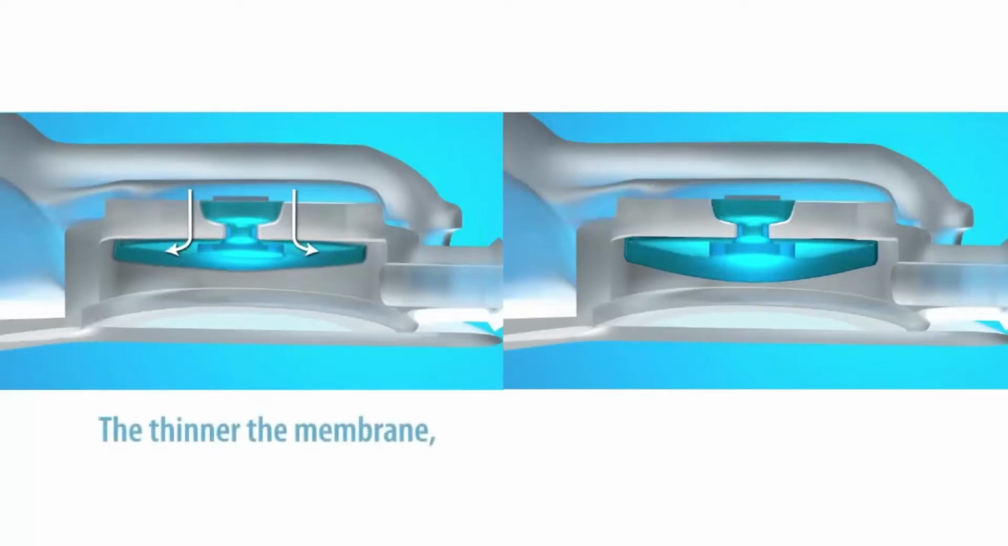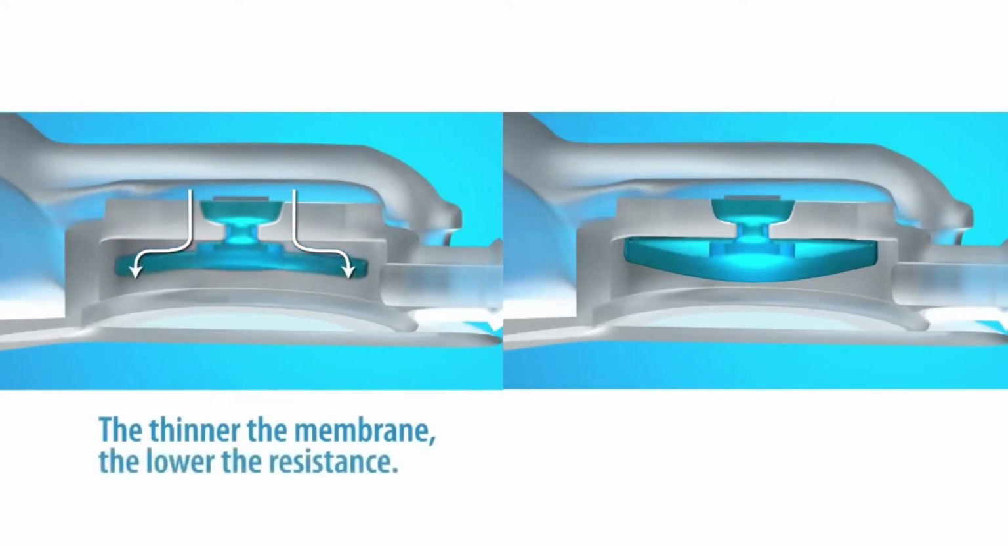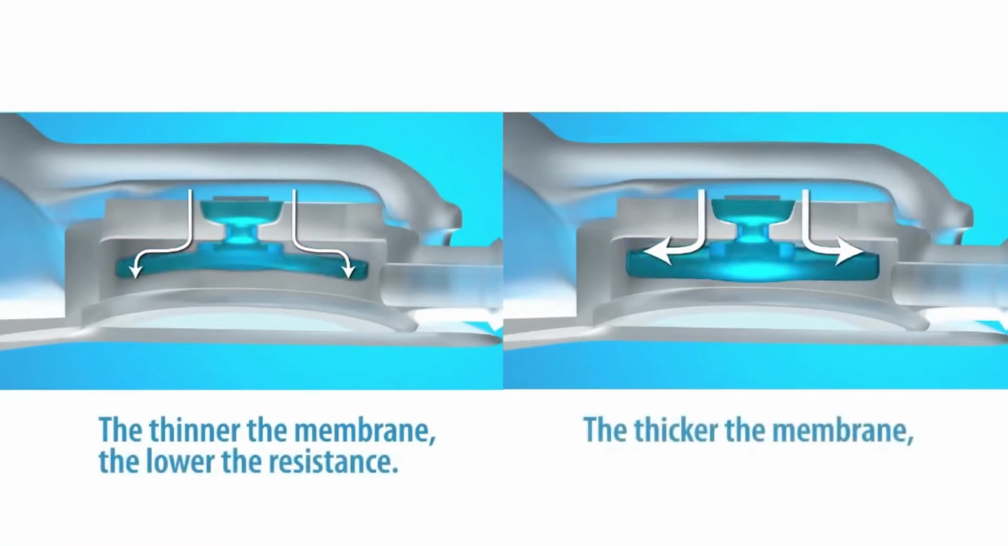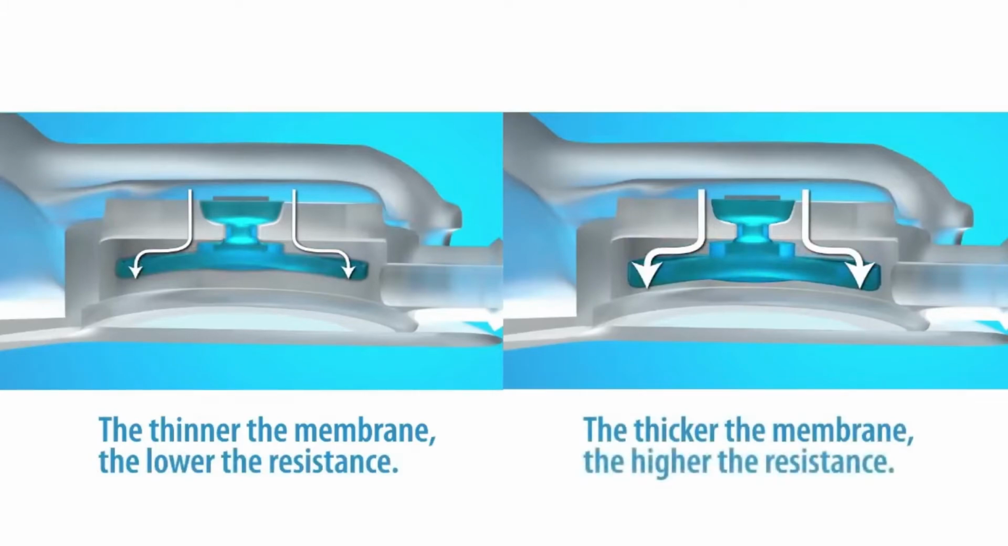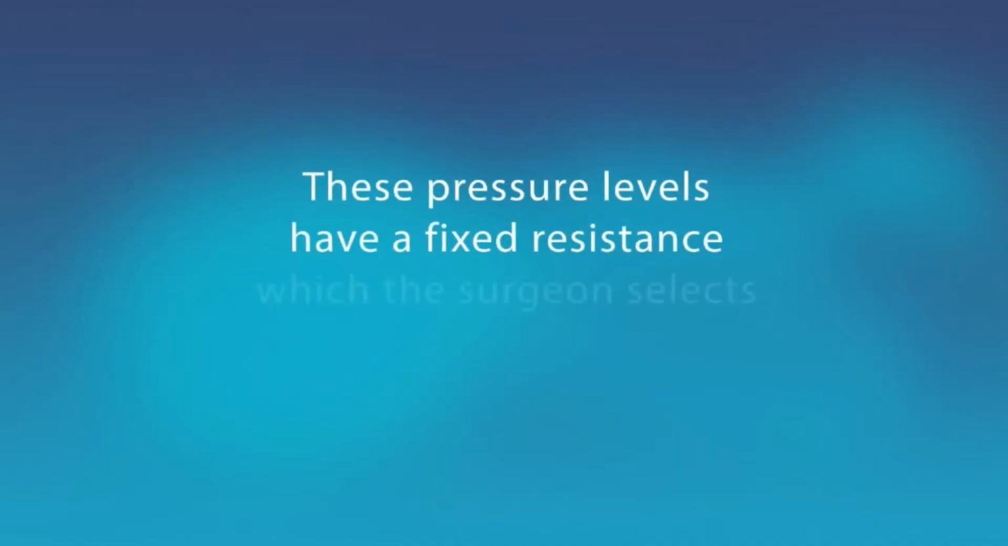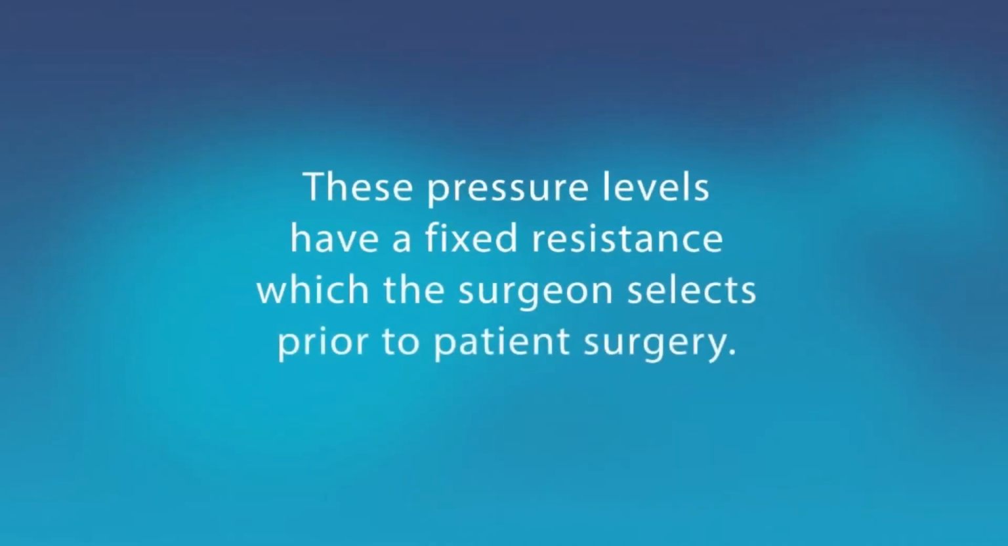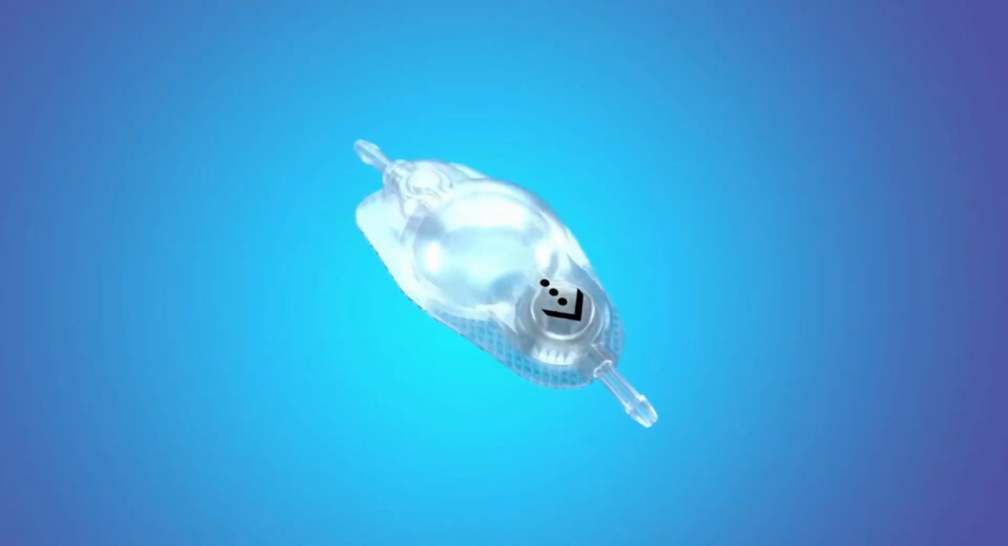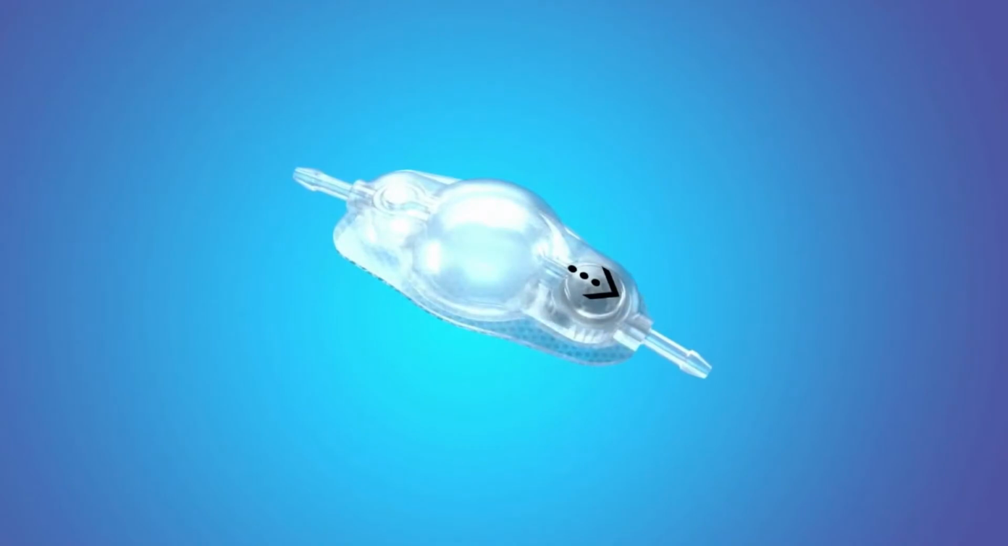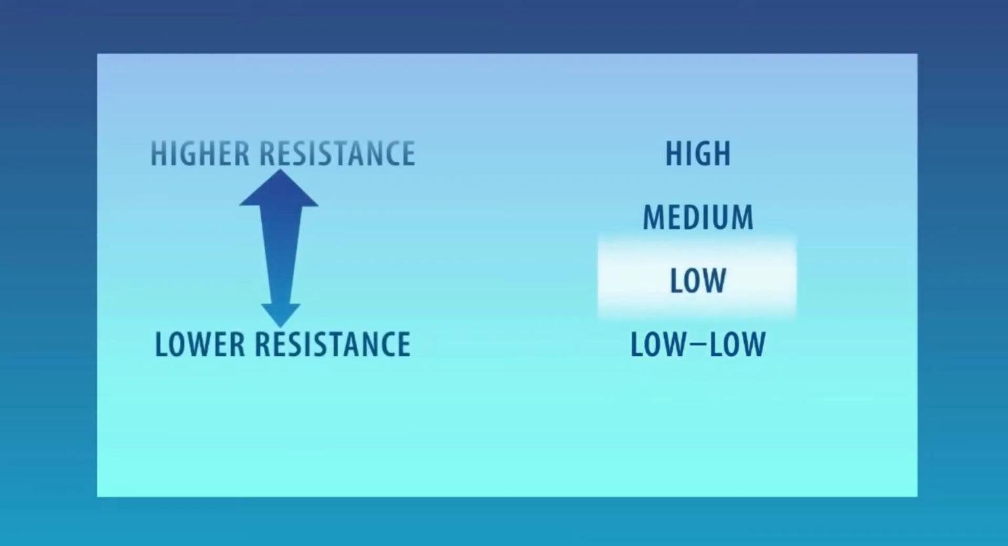The thinner the membrane, the lower the valve resistance. The thicker the membrane, the higher the valve resistance. These pressure levels have a fixed resistance, which the surgeon selects prior to patient surgery. The contoured valve is available in 4 fixed pressure levels: low, low, low, medium, and high.